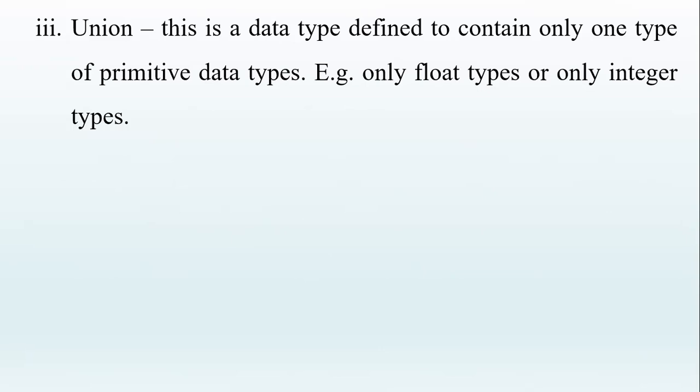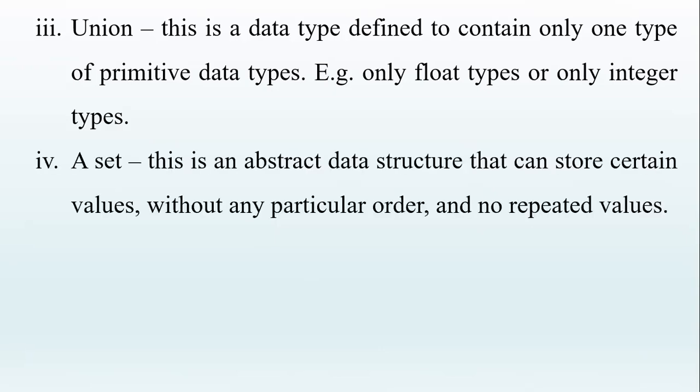Number three is union. This is a data type that is defined to contain only one type of primitive data types. For example, only float types or only integer types. Number four is a set. A set is an abstract data structure that can store certain values without any particular order and no repeated values.